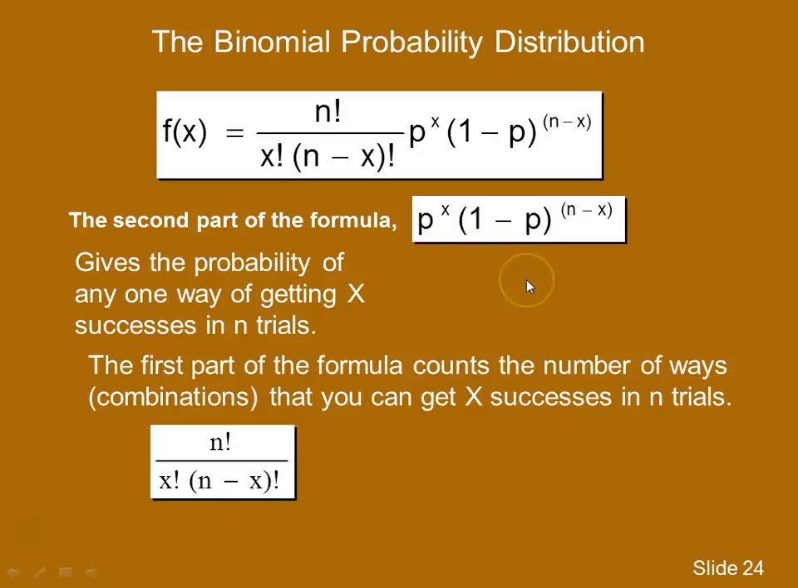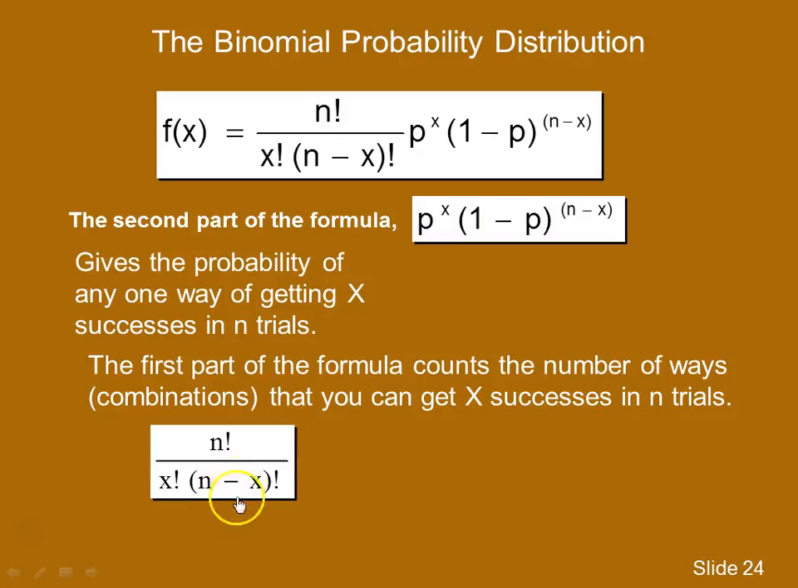Suppose again, take an example. Suppose I flip a coin 5 times and I'm interested in the probability of 3 heads. Well, one way that could happen is I could get heads and heads and heads and tails and tails. And that's just a multiple intersection. You're going to have to take the probability of a heads times the probability of a heads times the probability of a heads times the probability of a tails times the probability of a tails. And that's exactly what these exponents are doing. We want x successes with probability p, and we want n minus x failures with probability 1 minus p.